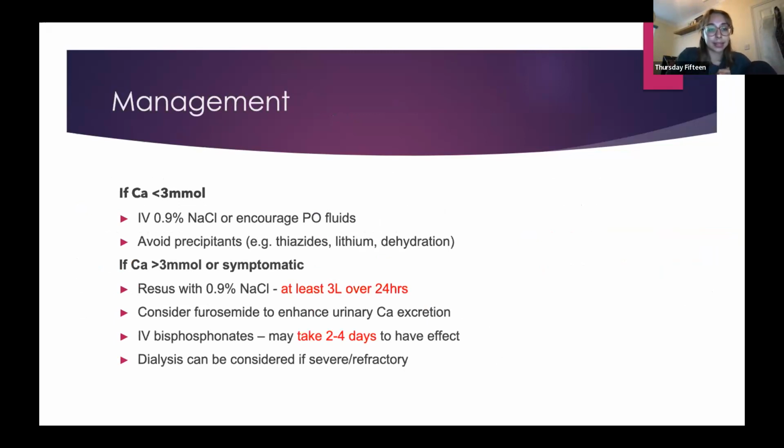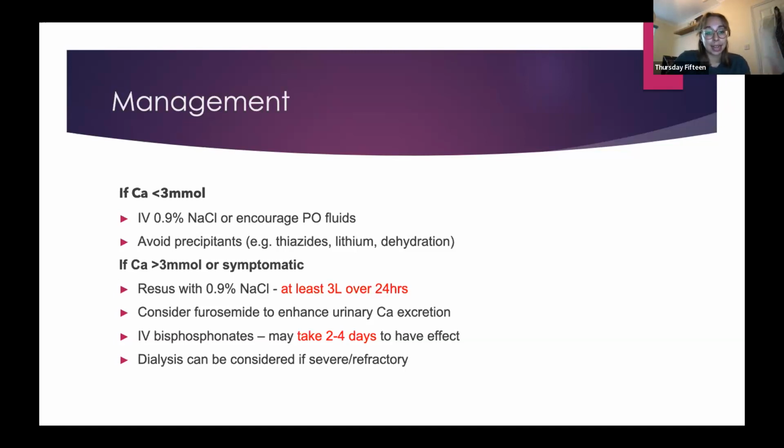You need to review their meds to avoid precipitants. So things like thiazide diuretics, lithium, and being dehydrated, they all need to be considered on whether or not you can stop them. If the calcium's more than 3 or the patient's symptomatic, then we need to resuscitate them with IV fluids. So these patients need at least 3 litres of fluid over 24 hours. That's when it gets quite tricky with patients who have quite bad heart failure or fluid overload who come in with this high calcium, because 3 litres in 24 hours is going to overload some patients.